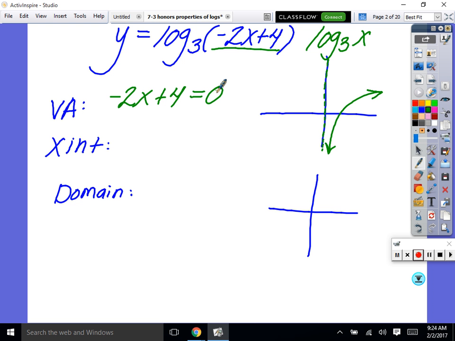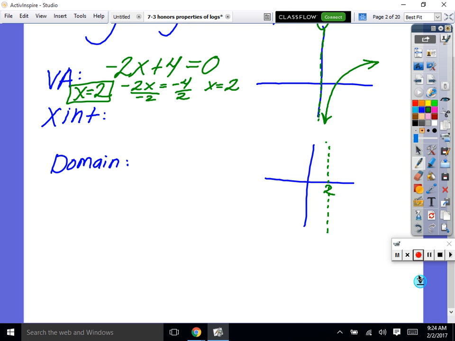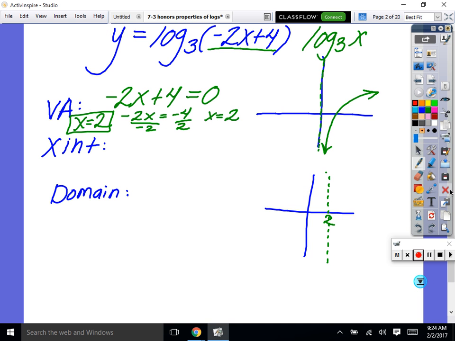So we subtract 4, negative 2x equals negative 4. We divide by negative 2. So x equals 2. So our new vertical asymptote is going to be at 2. Does everybody understand? So our vertical asymptote is at x equals 2. Okay, our x-intercept. You want to be able to do that with just algebra. So for all functions, guys, the x-intercept is when y equals 0.